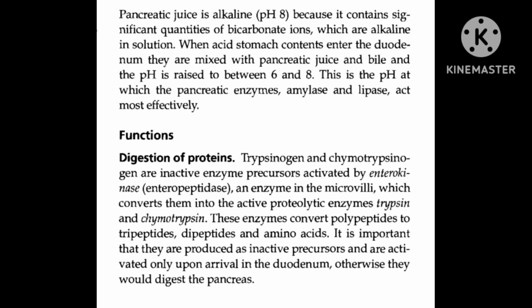When acid stomach contents enter the duodenum, they are mixed with pancreatic juice and bile, and the pH is raised to between 6 and 8. This is the pH at which the pancreatic enzymes amylase and lipase act most effectively.